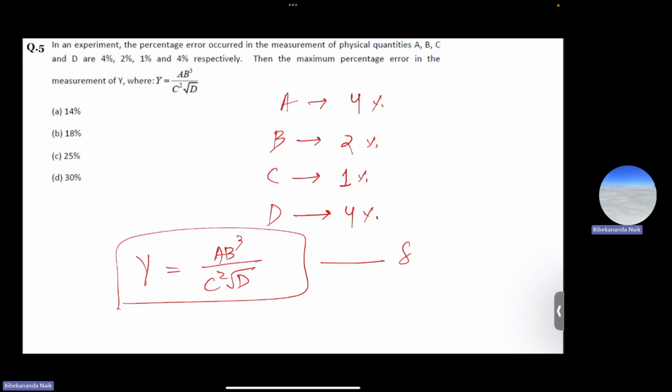So what is the percentage error in the measurement of Y? This is pretty much similar to the question that we solved at the beginning of the interaction session. So I'll give you a few minutes to try this and solve, and then we will discuss what will be the correct one.